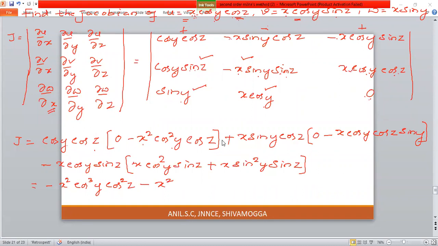Sin y cos z into cos y cos z sin y. That is sin square y. Sin y into sin y is sin square y. Cos z into cos z is cos square z into this cos y.